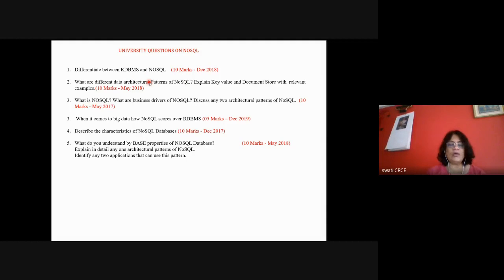So the second part is about the types, meaning four architectural patterns. Here they have asked about two architectural patterns. And here it is a difference, from the first part of the syllabus: difference between RDBMS and NoSQL, and what are the business drivers? So 5 marks from the first part and 5 marks from the second part. Overall, in each and every paper there is a 10-mark question minimum or 15 marks maximum for this particular chapter. Then, when it comes to big data, how does NoSQL score over RDBMS?